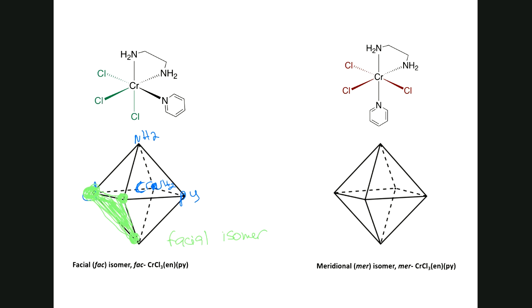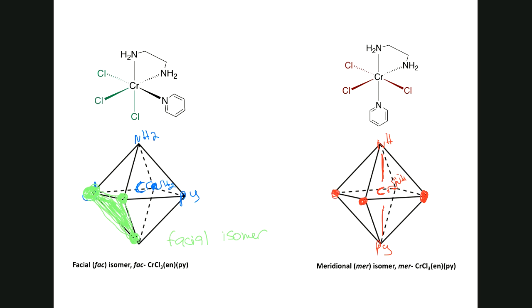So if we went back to another octahedron and looked at how this would look in three-dimensional space, again, chromium is in the middle, and we're going to have our NH2 up top, they're easy to see. We're going to have pyridine here. That's pretty easy to see. To the back, we're going to have another NH2 that's going to be over here in this corner, and then we're going to have a chloride here, and then another chloride here, another chloride here.